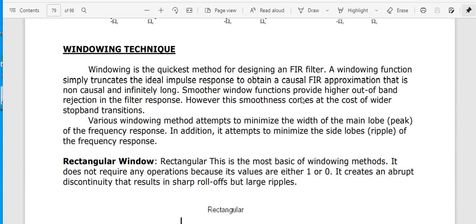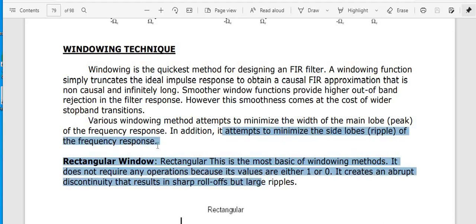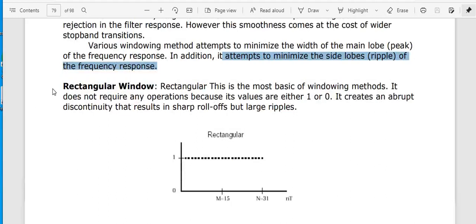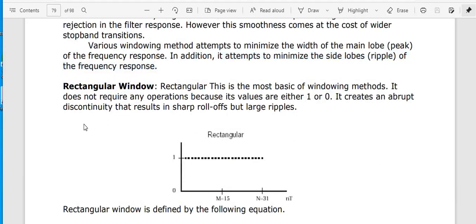Whatever information we have, we try to reduce the side lobes. In addition to minimizing the side lobe ripples of the frequency response, we are mainly concerned with our windowing techniques. Clear? That's a very important point that you need to remember. Why are we going with windowing techniques? If they ask, though it is never asked, the reason is this. The first type of windowing technique is the rectangular window, the first type we are going to learn.